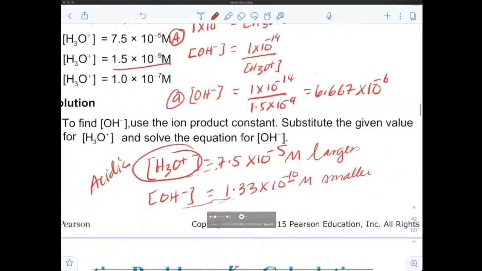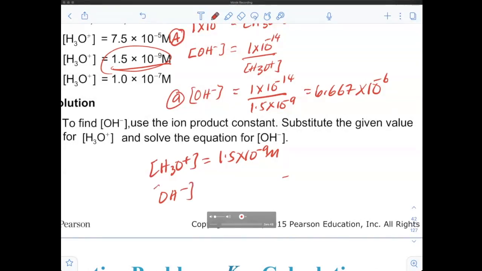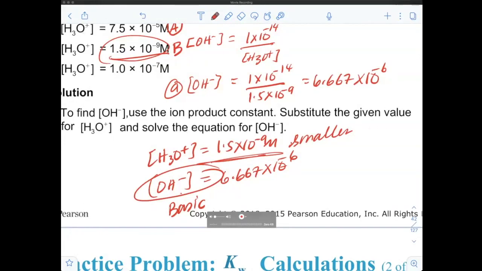So when I'm comparing the two solutions, let's see what we have. For my H3O plus, I have 1.5 times 10 power negative 9, right? This amount here. For my OH minus, I have 6.667 times 10 power negative 6. This has more zeros, so this is going to be smaller in amount compared to the other one. So this dominates. This is going to be B for basic, because we got more basic representation present than we do have acid, right? Okay.